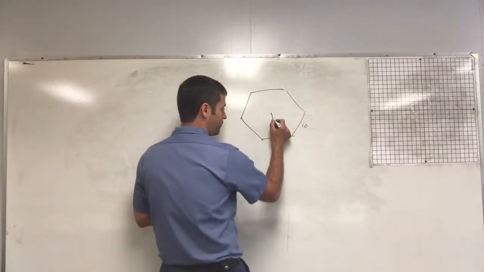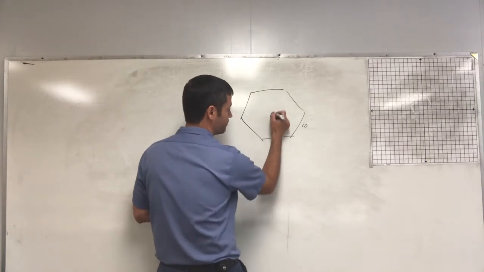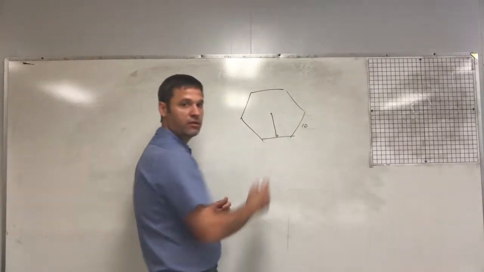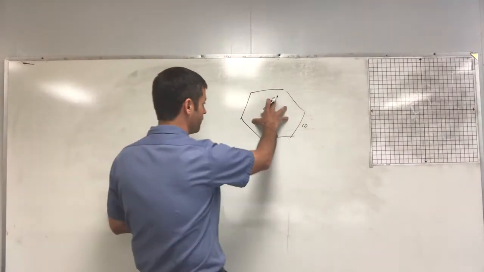You need to know the apothem, that is this perpendicular distance from the center point to the side. You need to know that distance to find the area of this.